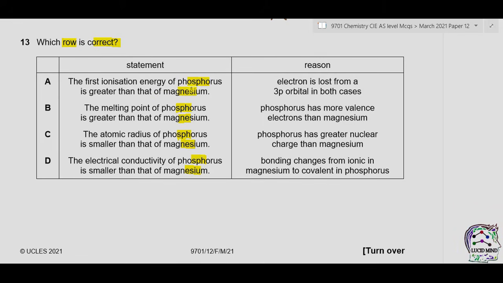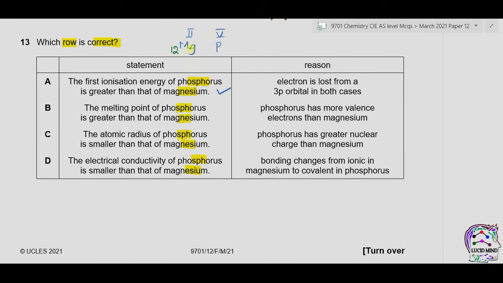Now magnesium and phosphorus both belong to period 3 of the periodic table, and magnesium is in group 2 while phosphorus is in group 5. Now as we know, in the same period, when the number of protons increases, ionization energy also increases. So the first ionization energy of phosphorus will be higher than that of magnesium. This is true. We can do the electronic configuration.